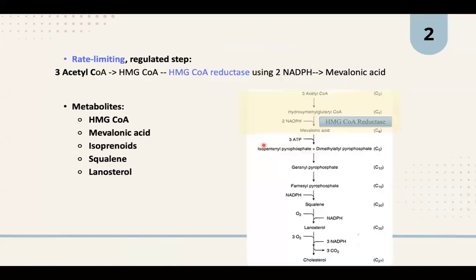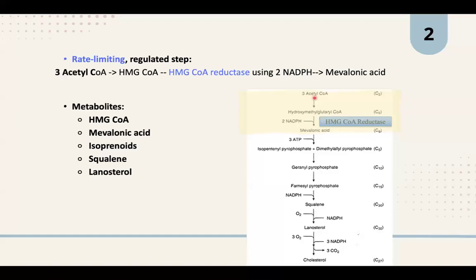Okay? Now, this is very important, the rate limiting step. I cannot stress this enough. They always love to ask about it. And it's a target of many drugs, or a certain drug that we will talk about. So the rate limiting or regulated step is by this enzyme, HMG-CoA reductase. It's a very important enzyme and you have to know it. So HMG-CoA reductase, basically what it does is that, or let's talk about this step.